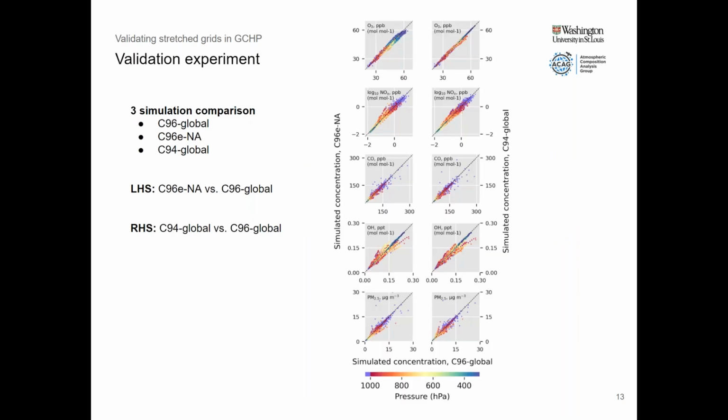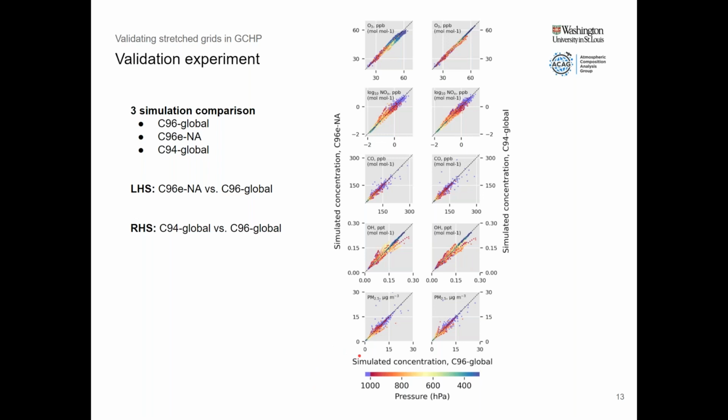And so here's an overview of our validation experiment. This is using that method I just mentioned. We ran three simulations. Two of them were cube spheres, a C96 and a C94, and then the stretch grid simulation that we were testing. These were 4-month simulations. The domain that we were looking at was the United States, and we're only looking at the very last month of those simulations, and that's to accommodate relaxation times for ozone and carbon monoxide.